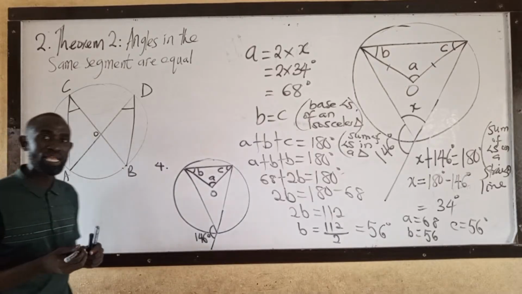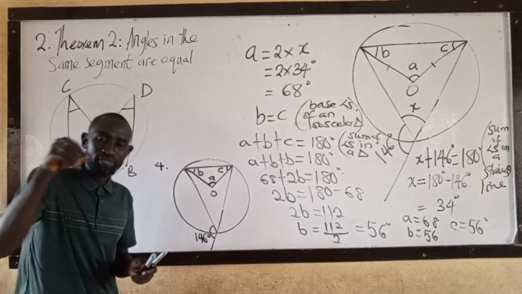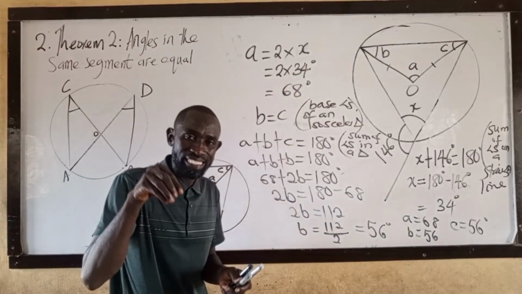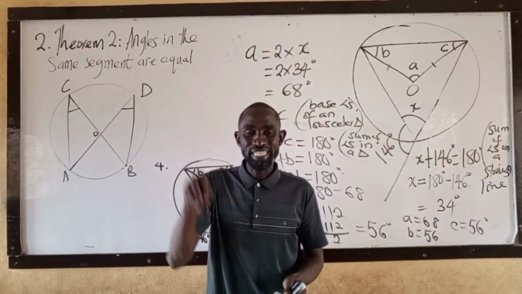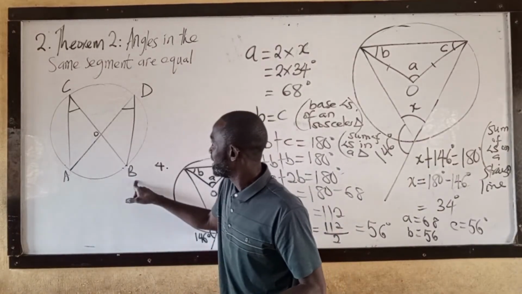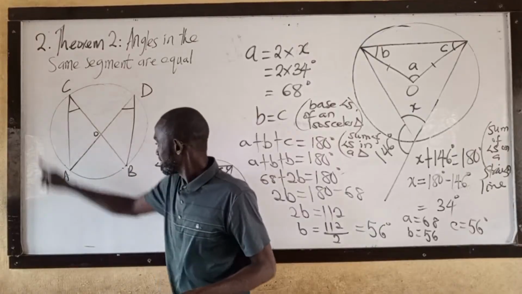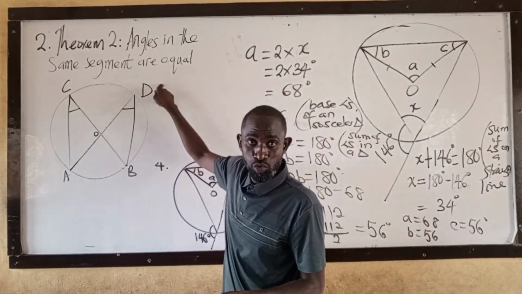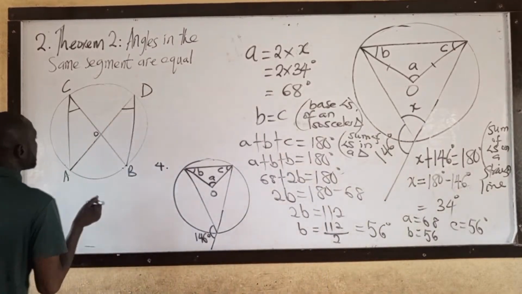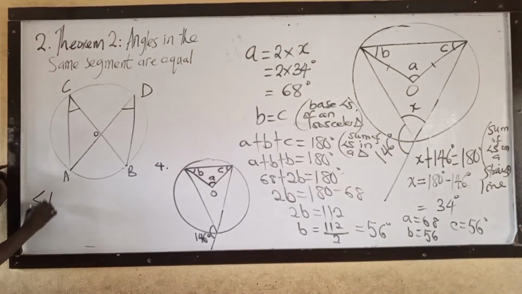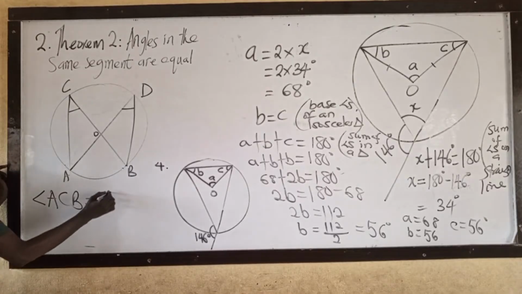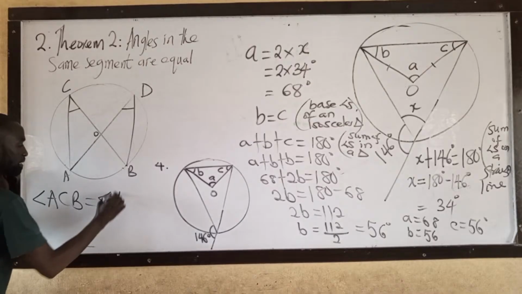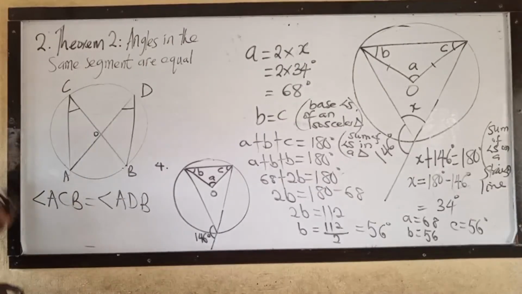Because they are being carried by the same arc, they are in the same segment. Angles being carried by the same arc are said to be in the same segment. So this AB carries C to the circumference, and this same AB carries D to the circumference. So in this case, we say angle ACB equals angle ADB. Angles in the same segment are equal.